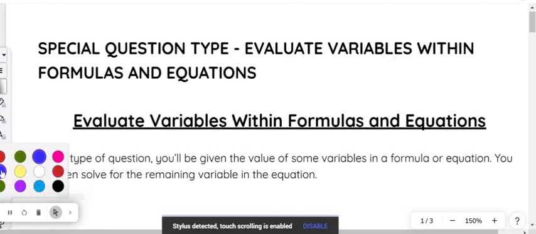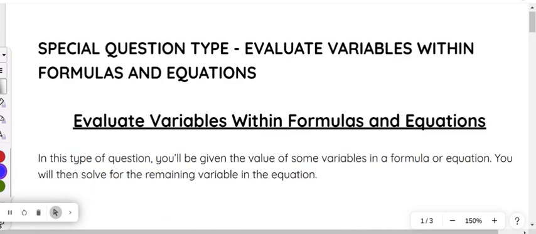Hey there, in this video we are going to look at a special question type where we evaluate variables within formulas and equations. We are going to be given an equation with several variables, and we are also going to be given some values for those variables. Then we plug those values into the equation, and we're always going to be solving for the remaining variable in the equation.